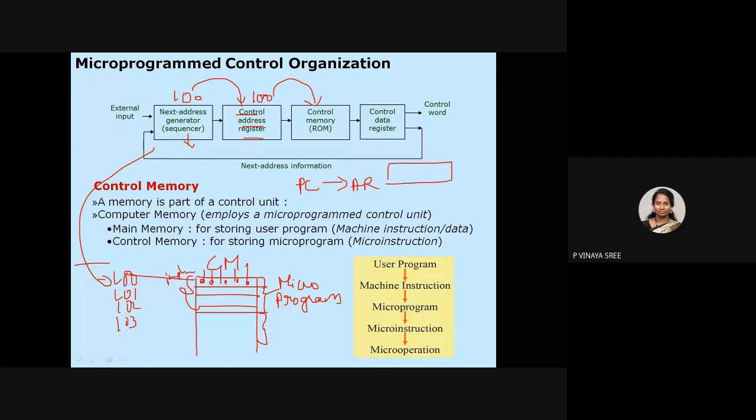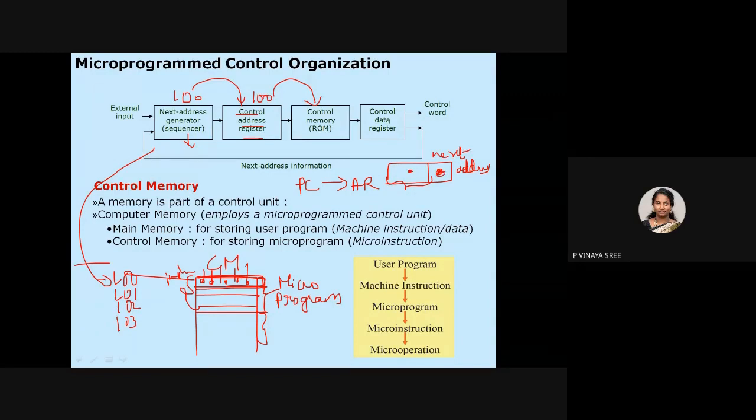One side you will have the micro operations to be executed, and the other side you will have the next address. So it goes to that particular address. You will have this micro instruction, and in this instruction one side is micro operations and the other side is the next address.